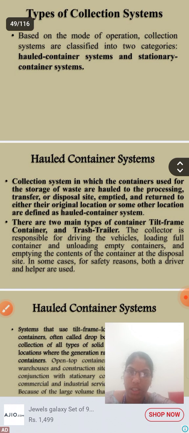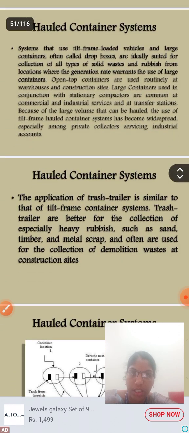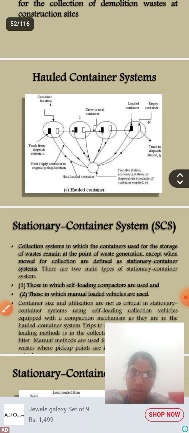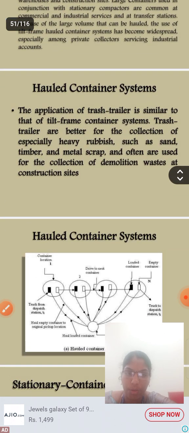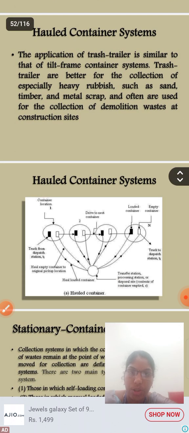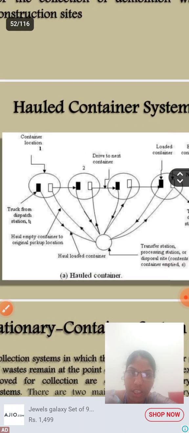Two types of collection systems are there: hauled container systems and stationary container systems. In hauled container systems, we have to use a large container. In that, an open door system is there. We pour the garbage into the container. After filling, the container will be emptied. Here one picture is shown.